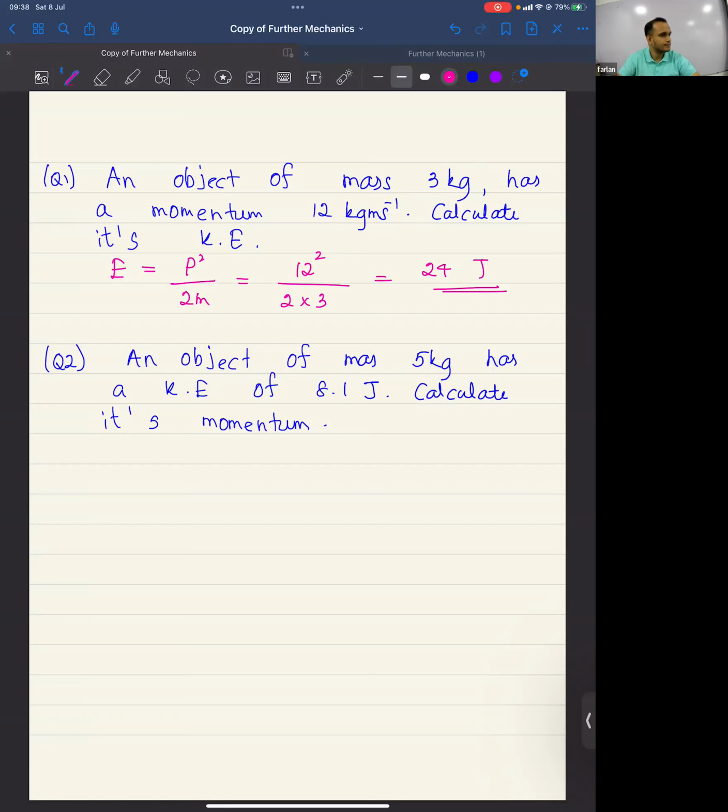Right, and the next one. An object of mass 5 kilograms has a kinetic energy of 8.1 joules. Calculate its momentum. Can you?